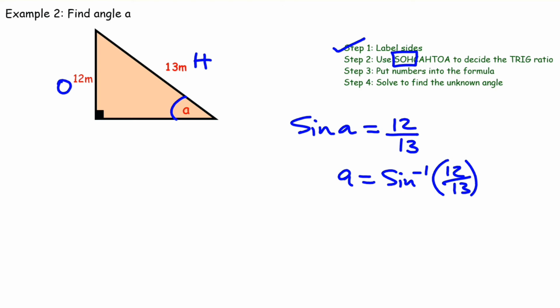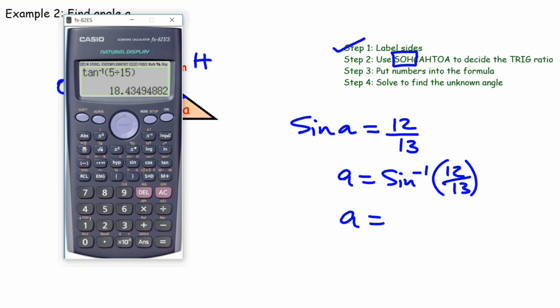All right. And you plug that in your calculator. Of course, same thing as before, sine. So inverse of sine. So shift sine. And then you have 12 divided by 13. And then you get your answer, which is 67.4.